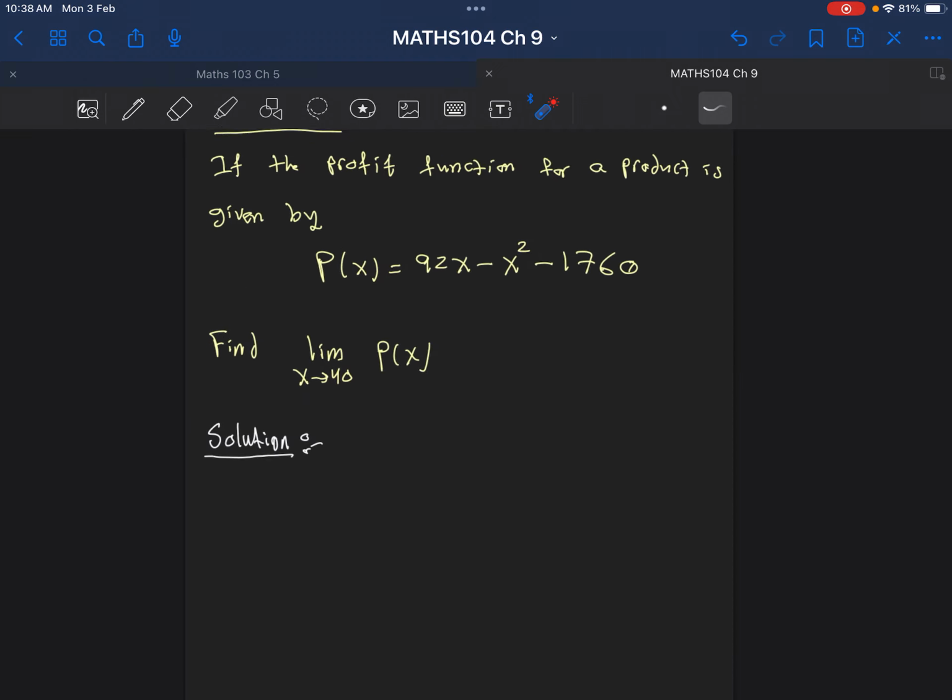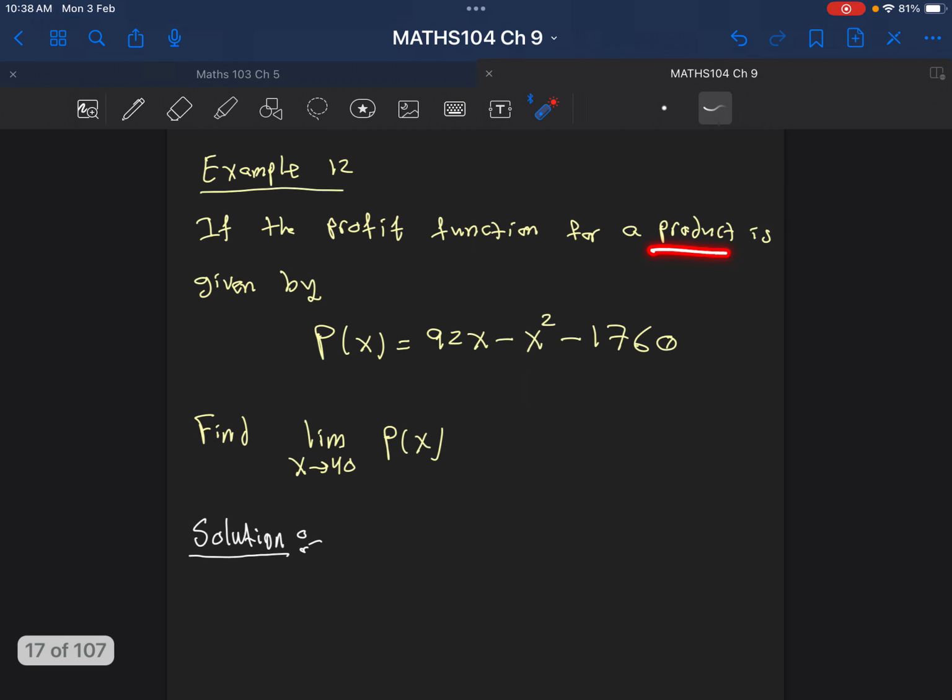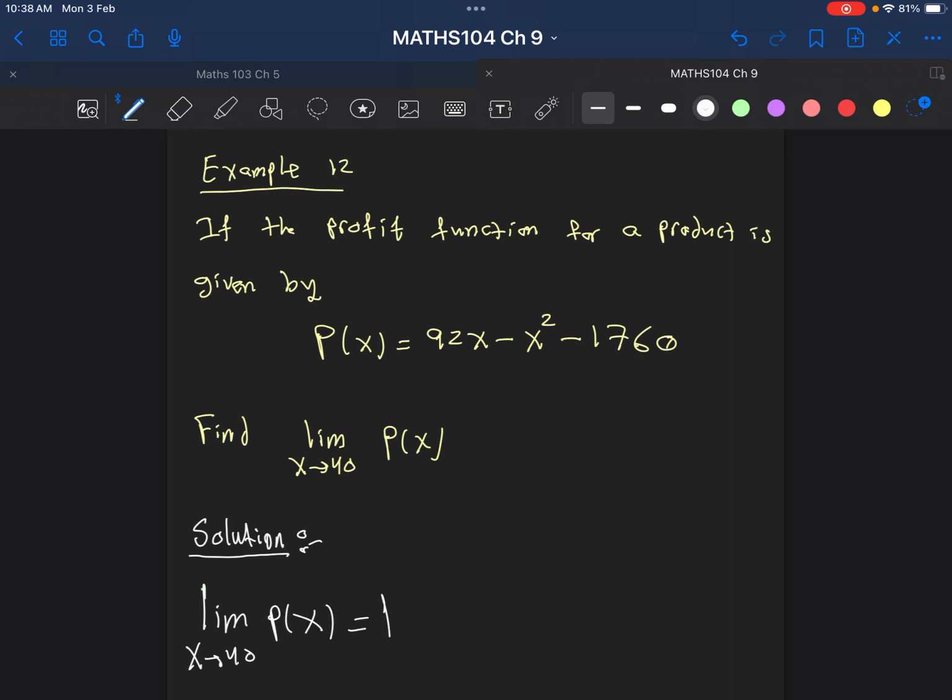Let's see a question where we have kind of an application. Suppose we have a product and the profit function, the money that we will gain from selling this product, is given by this function. We need to find the limit as the number of products approaches 40, how much my profit will approach. So that means we need to find the limit as x goes to 40 of p of x.